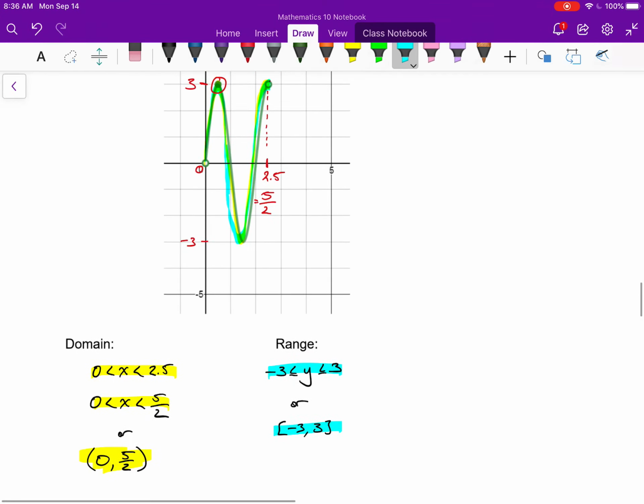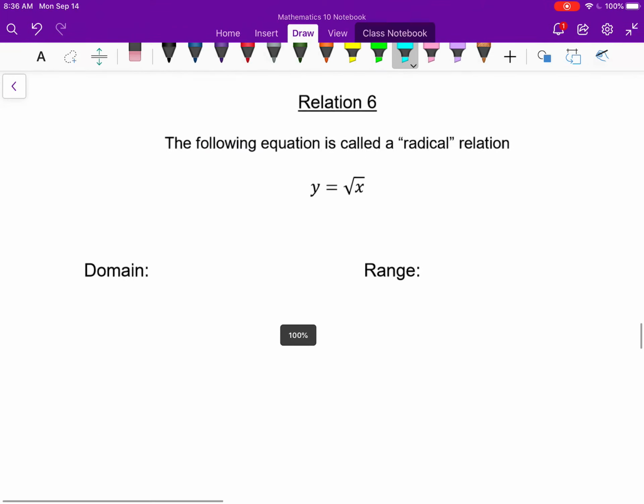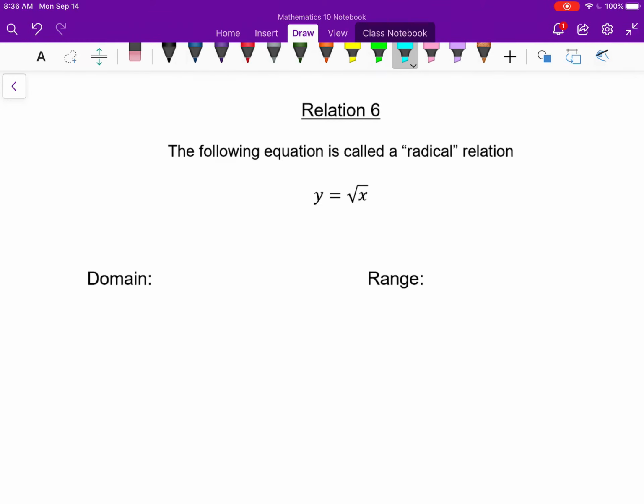Okay, so again, chances are you're finding some of this kind of tricky, which is why I'm doing a number of examples. But I only have 2 left. Okay, next, we're looking at 2 relations that are shown as an equation.